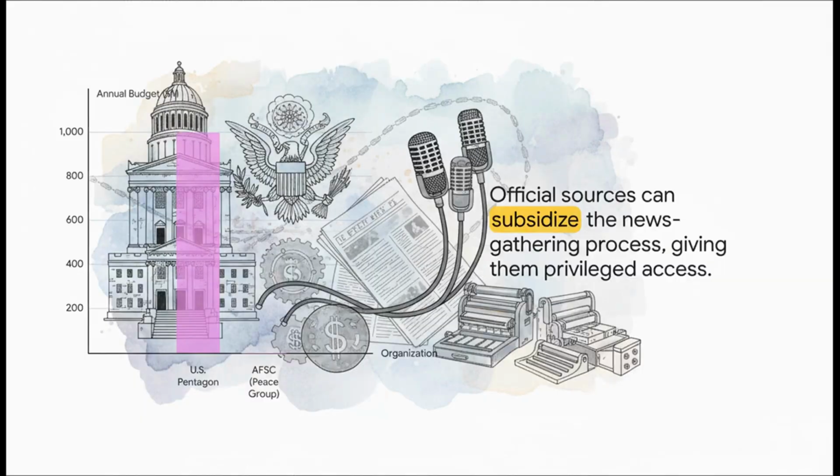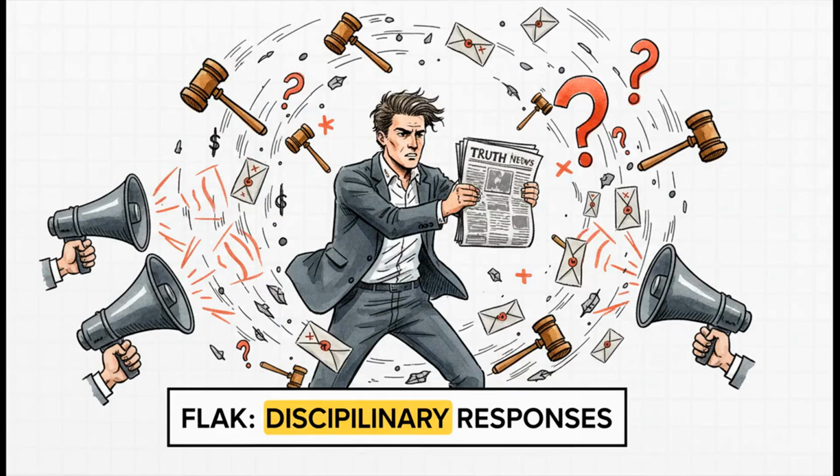And the imbalance here is just wild. Look at this. The Pentagon has billions of dollars and thousands of people working on public information. Compare that to a small nonprofit peace group. It's not even a contest. This massive difference in resources means that official sources can basically subsidize the news-gathering process for journalists, making them the easy go-to source.